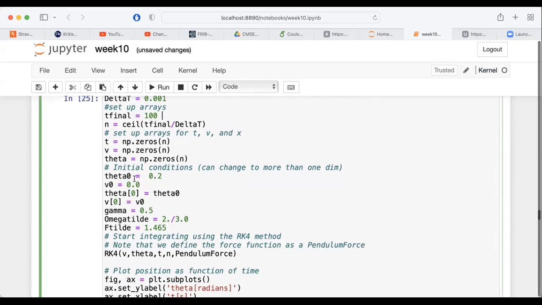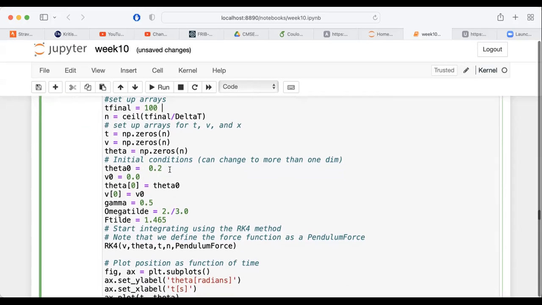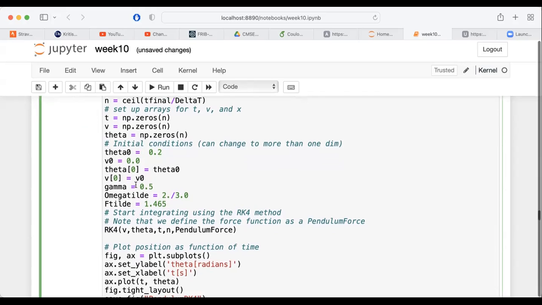And then we have a theta 0, the initial conditions. We have a velocity, which is 0. We set a parameter gamma 0.5. But now I'm going to put this one back to 1 here. So this is the force which I'm applying. So I have a scaled frequency, which is just 2/3.